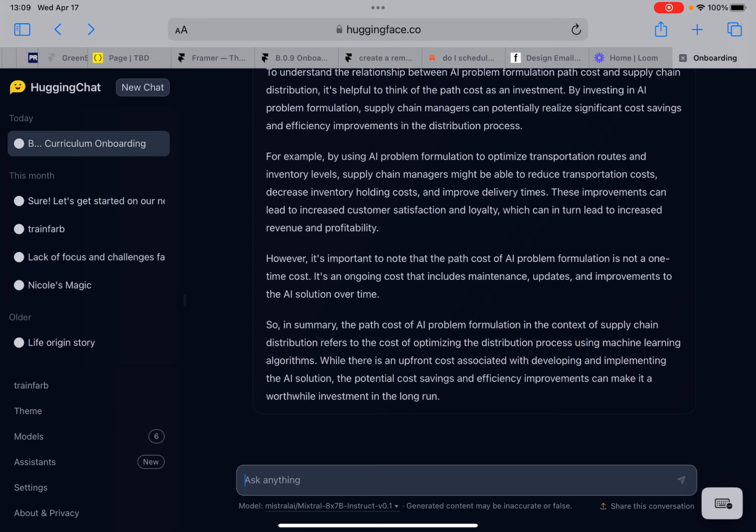So in summary, the path cost of AI problem formulation in the context of supply chain distribution refers to the cost of optimizing the distribution process using machine learning algorithms. While there is an upfront cost associated with developing and implementing the AI solution, the potential cost savings and efficiency improvement can make it a worthwhile investment in the long run.